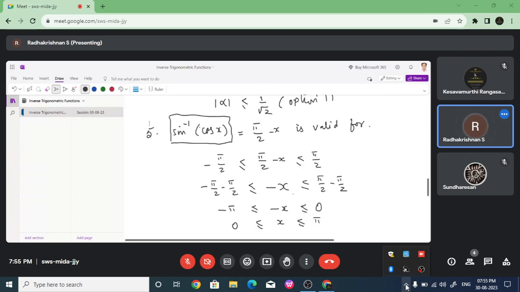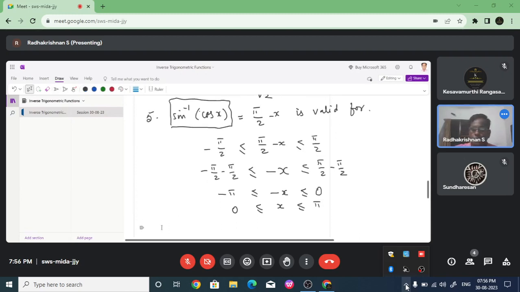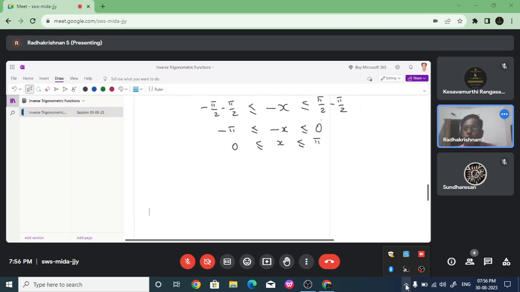So this is the solution. 0 to pi, both inclusive, which is option number 2. Okay. Let's go to the next one.